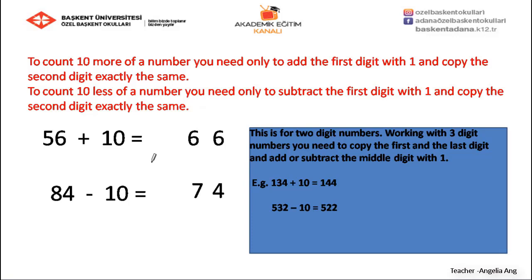To count 10 more of a number, you need only to add the first digit with 1 and copy the second digit exactly the same. Look at this example, 56, add 10 more. Copy the last digit, 6, and you add 5 with 1 equals 6. So 56 plus 10 equals 66.